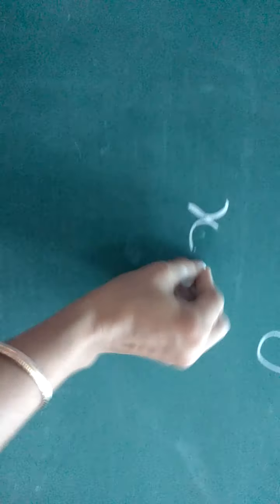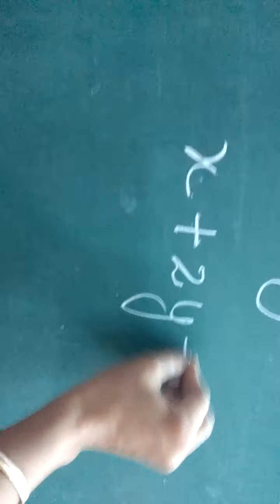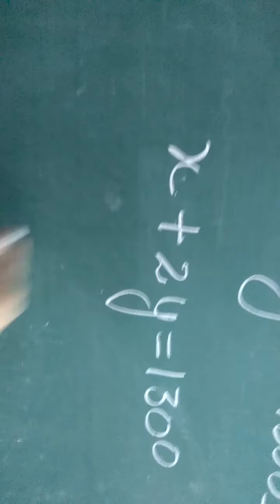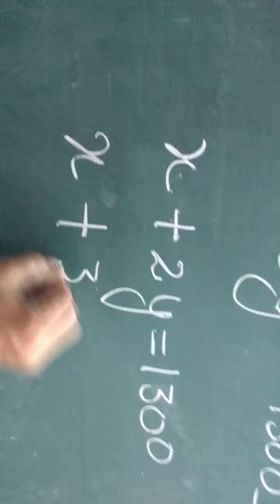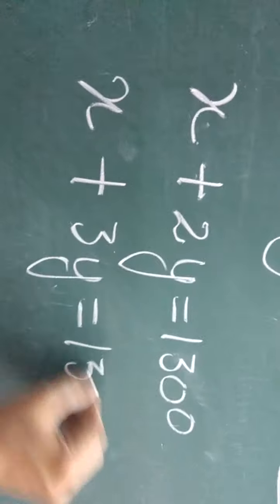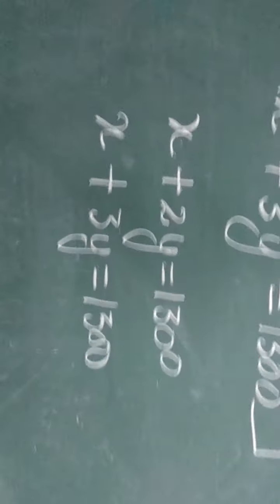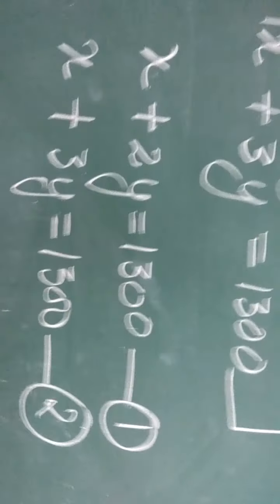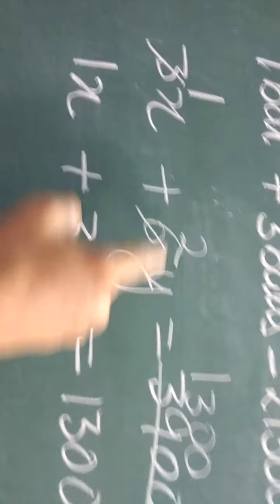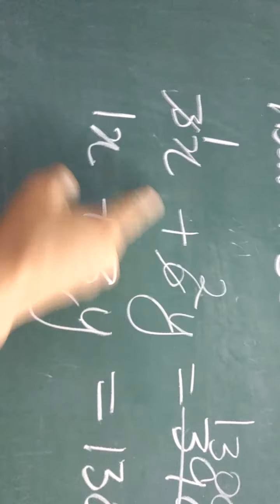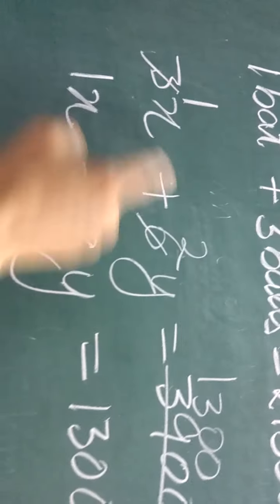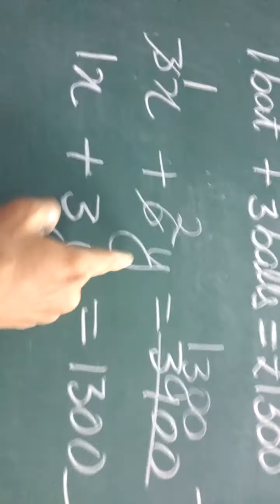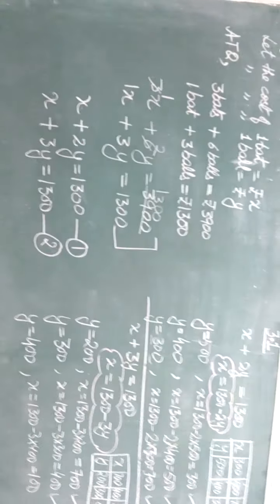So once again I am writing the combination: x plus 2y is equal to 1300 and x plus 3y is equal to 1300, like this. So this is equation number 1 and this is equation number 2. Dear students, remember, if you are taking out any common factor, you have to cancel it on both sides of equality, left hand side as well as right hand side. So in this way we'll get 2 equations.